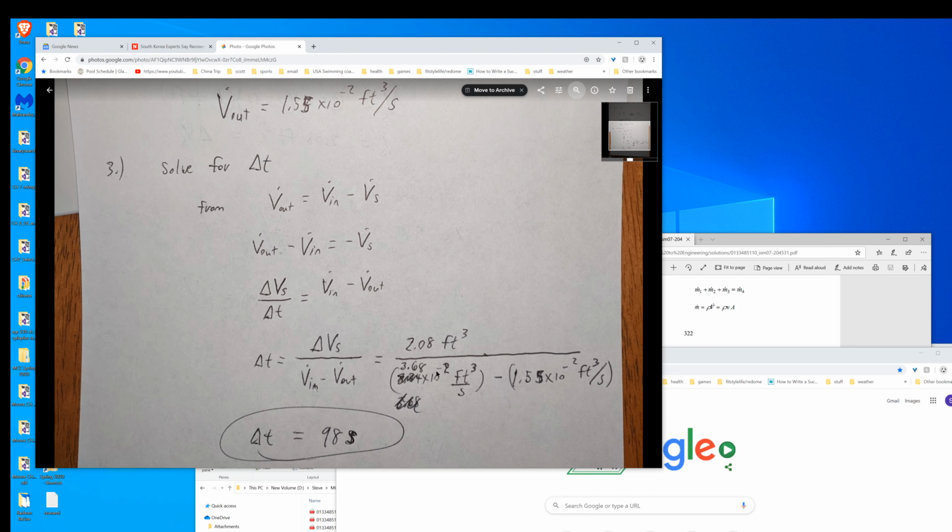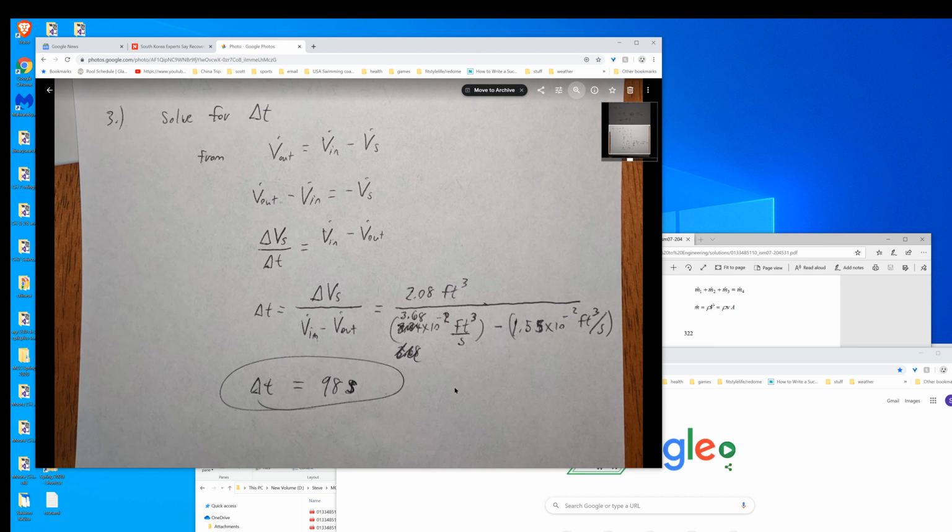So 3.68 times 10 to the minus 2 feet cubed per second is the rate at which it's coming in, which is greater than the rate at which it's leaving, so we know it's going to fill, minus 1.55 times 10 to the minus 2 feet cubed per second. Then you divide 2.08 feet cubed by what you found there, and that comes out to be 98 seconds. And that is it.